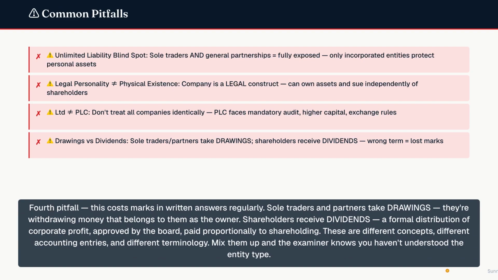Fourth pitfall: this costs marks in written answers regularly. Sole traders and partners take drawings. They're withdrawing money that belongs to them as the owner. Shareholders receive dividends, a formal distribution of corporate profit, approved by the board, paid proportionally to shareholding. These are different concepts, different accounting entries, and different terminology. Mix them up and the examiner knows you haven't understood the entity type.